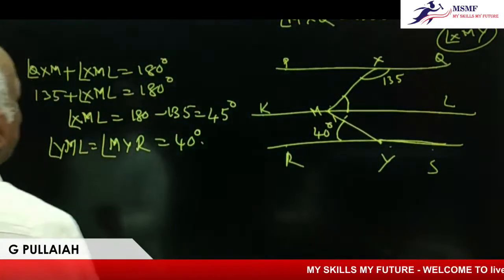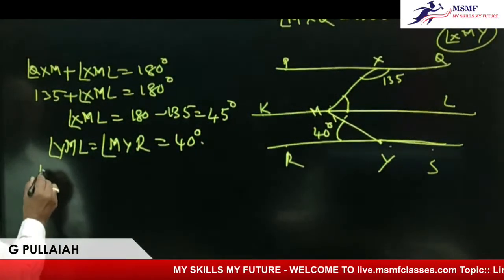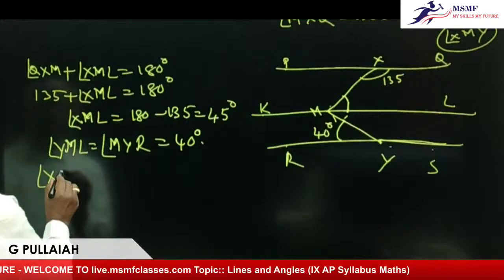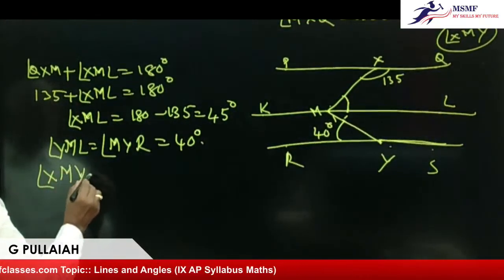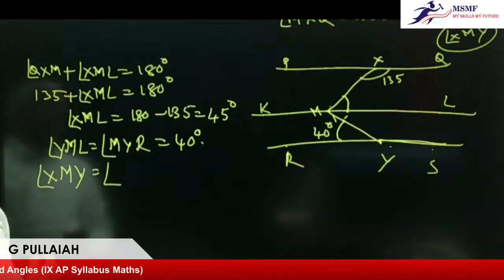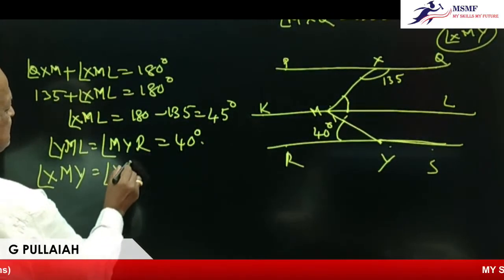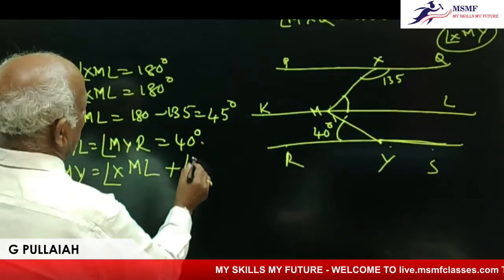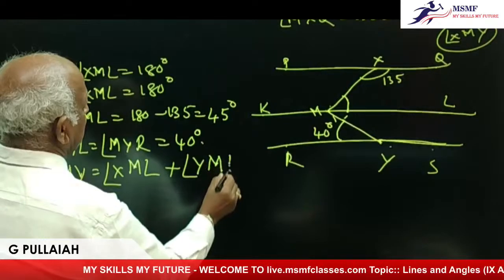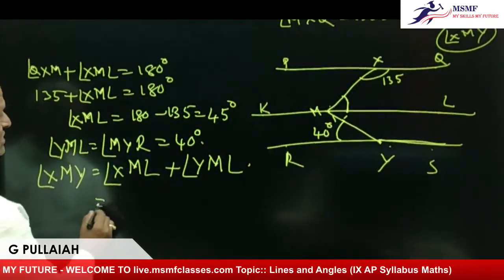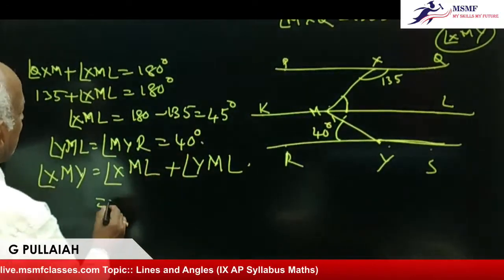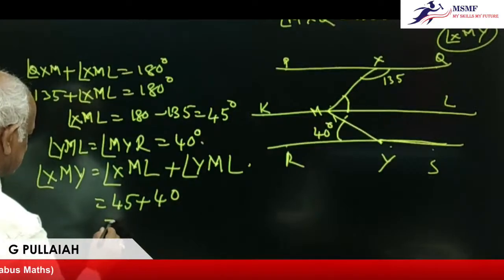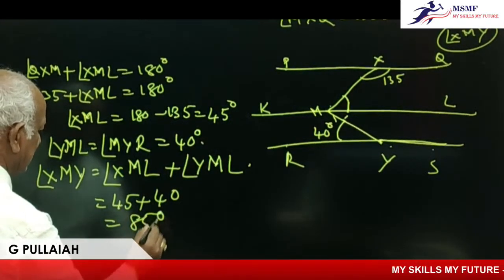Okay. Now our point is to find angle XMY, and this XMY is nothing but XML plus YML. XML is 45 degrees plus YML is 40 degrees. So that is 85 degrees.